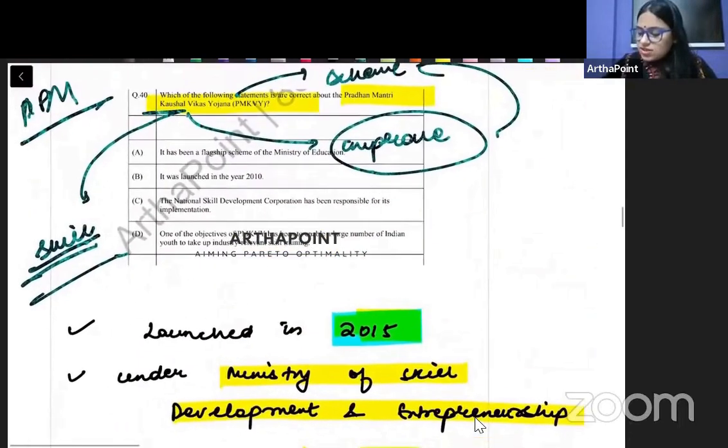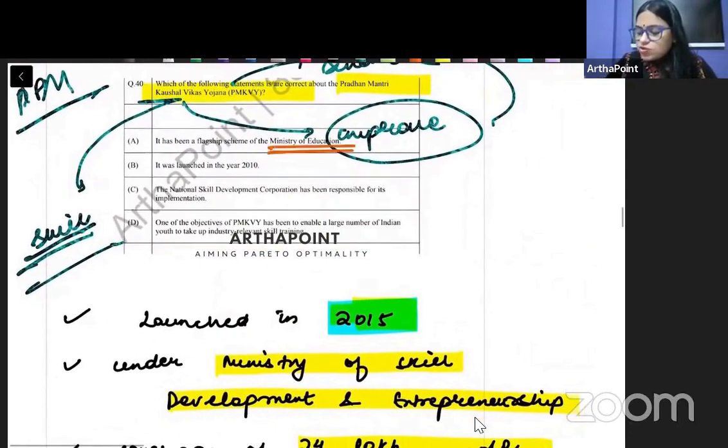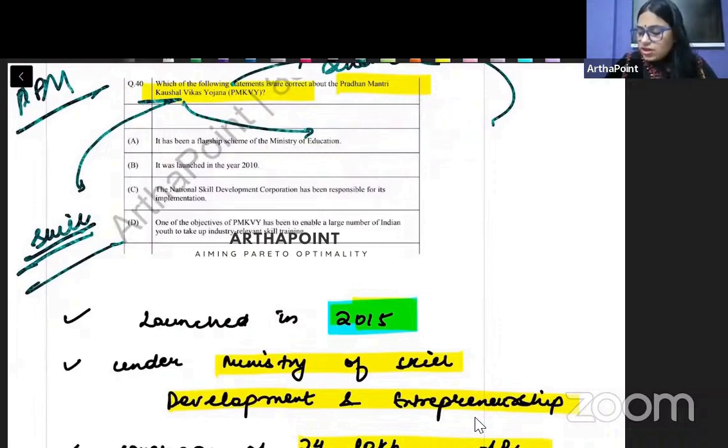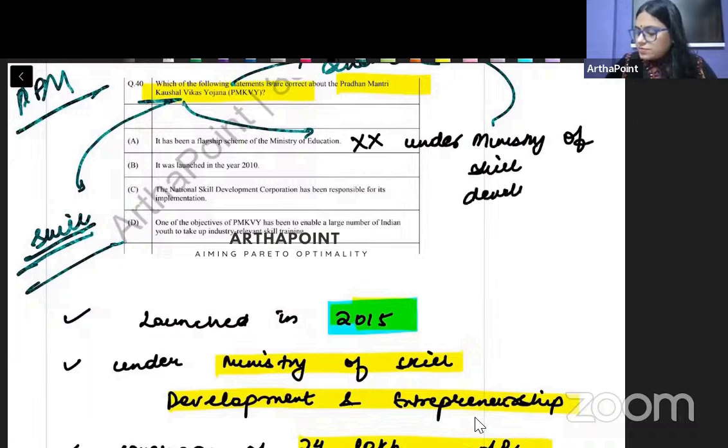So let's see which options are correct. It was under the Ministry of Education and Skill. Under education, no, it was under the Ministry of Skill. So this is wrong. Under Ministry of Skill Development. The first option is incorrect. It was launched in the year 2010. No, it was launched in 2015.